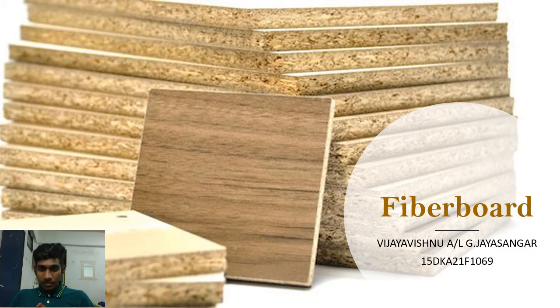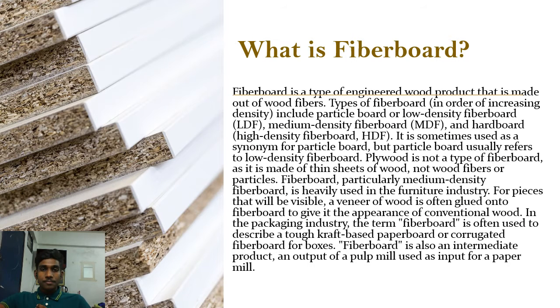Hello, I'm Vijayavishnu and I will continue to talk about fiberboard. Okay, what is fiberboard? Fiberboard is a type of engineered wood product that is made out of wood fibers. Types of fiberboard include particle board or low density fiberboard (LDF), medium density fiberboard (MDF), and hardboard or high density fiberboard (HDF). It is sometimes used as a synonym for particle board, but particle board usually refers to low density fiberboard.